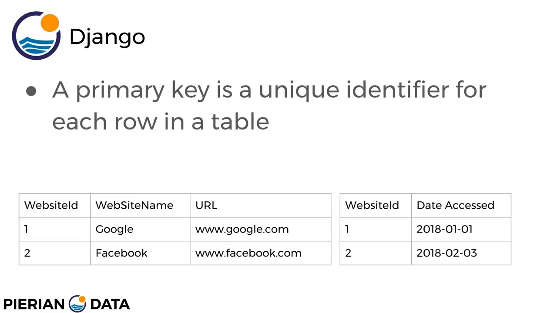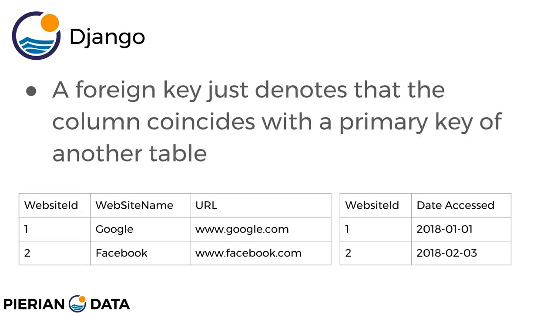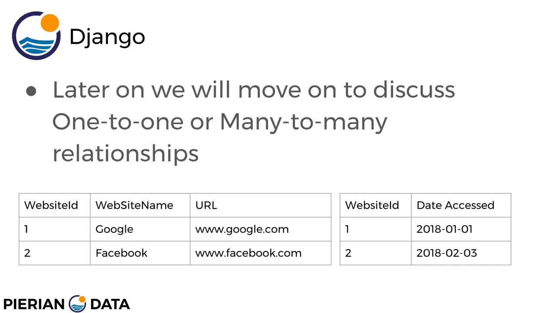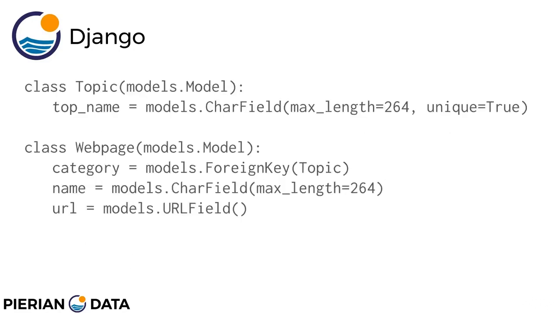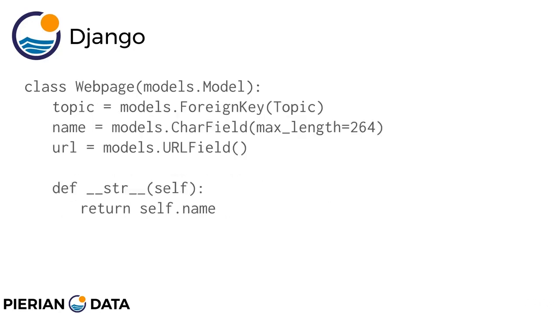A primary key is a unique identifier for each row in a table. A foreign key just denotes that the column coincides with a primary key of another table. Later on, we're going to move on to discuss things like one-to-one or many-to-many relationships. But for now, this is all we really need to know. That should be enough for our understanding of models in Django and just a general quick overview of what SQL kind of looks like as a concept.